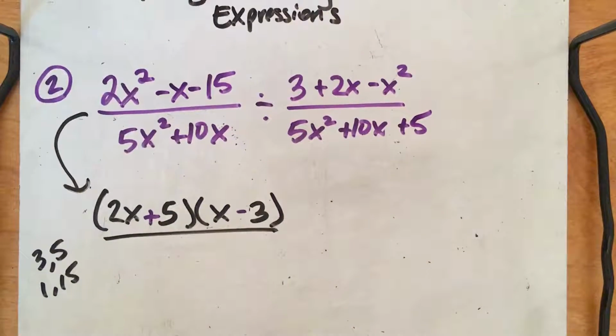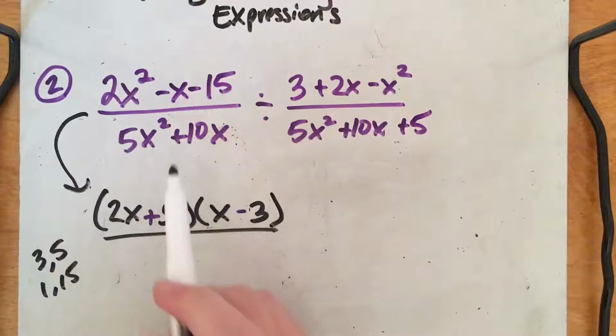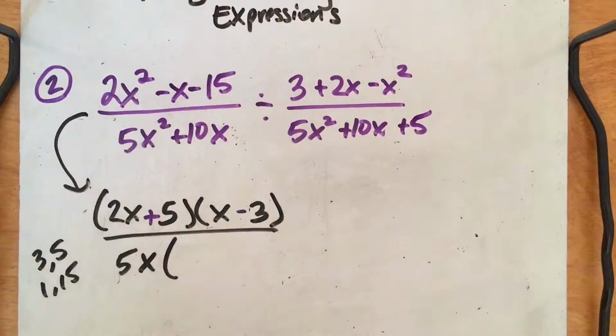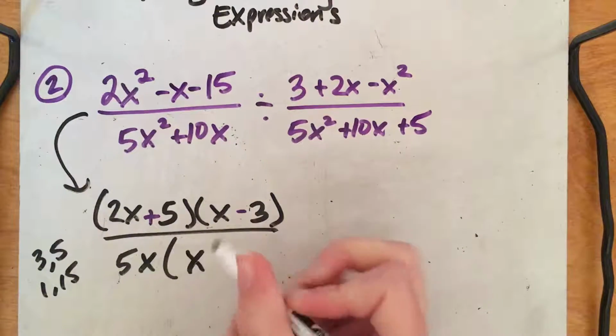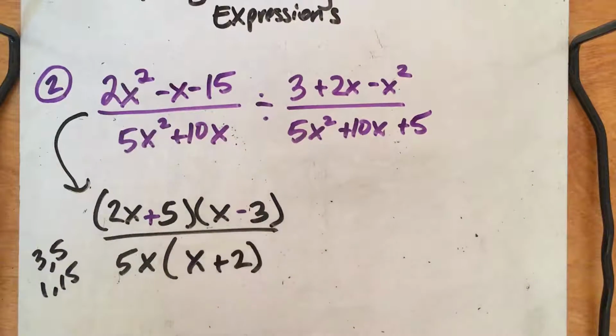And now we're going to look at the bottom of that fraction. Look at what they have in common. Okay, they're both divisible by 5, and they both have an x. So I'm going to pull that out. So left over we'll have 5x squared divided by 5x is just 1x. And then 10x divided by 5x is just a 2, positive 2 left over.